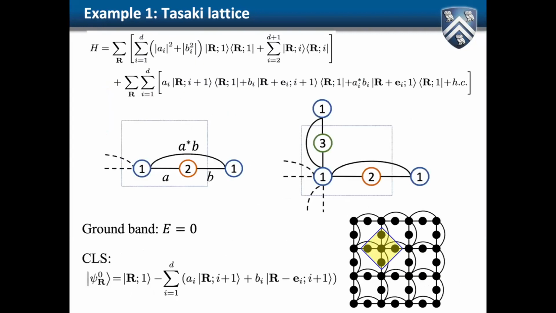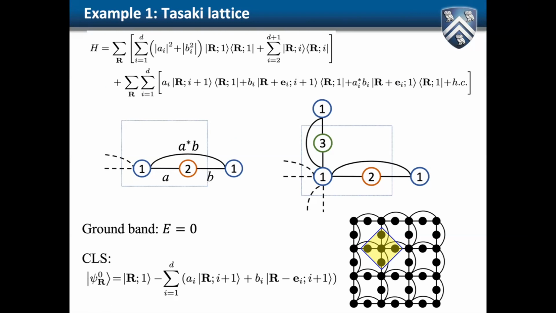When I go to 1D, that's the example I just showed earlier, and this is the 2D example. Each unit cell contains three sites. And you are guaranteed to have the ground band be at zero energy, to be flat, and this is the corresponding CLS for the flat band, for the ground band.